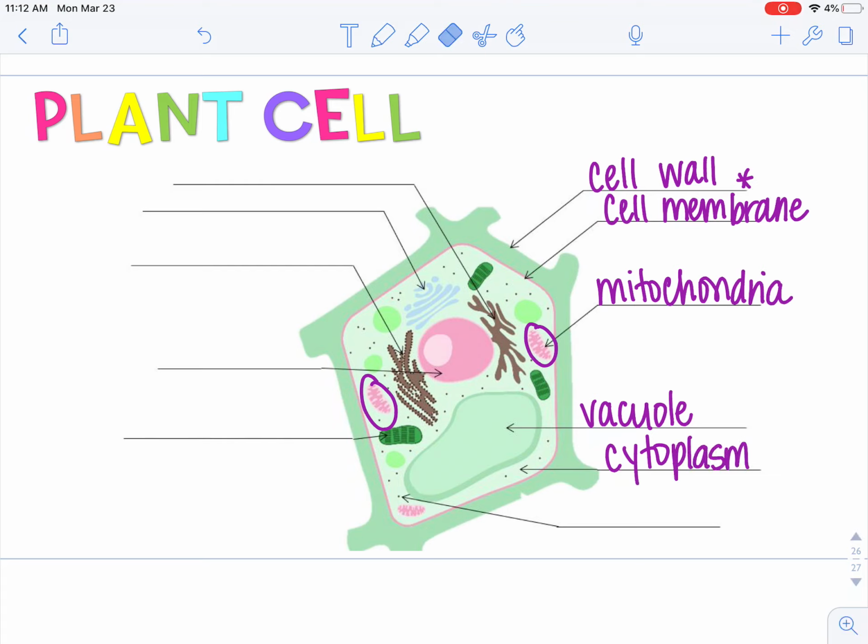Then down in the bottom, it's a little bit hard to see, but pointing to all of those black dots throughout the cell that are also attached to my endoplasmic reticulum, those are my ribosomes. Remember, they're going to create proteins. Next, we have an organelle we didn't see in our animal cell. It's because the plants have to create their own food through photosynthesis. It is our chloroplast.